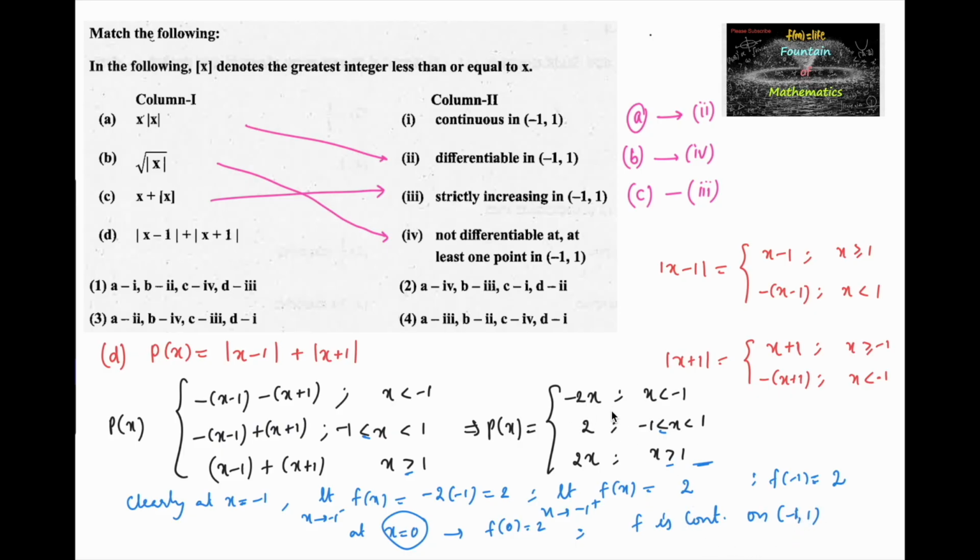But it is not differentiable, because here the left derivative is minus 2 and the right derivative is 0, and for x greater than 1 the derivative is 2. So they are not equal and hence we can say not differentiable. And they are neither increasing nor decreasing. So we can go with the option only continuous in minus 1 to plus 1. Fourth D is first option. So finally we can give the answer: A second, B fourth, C third, and D first, which is option 3.